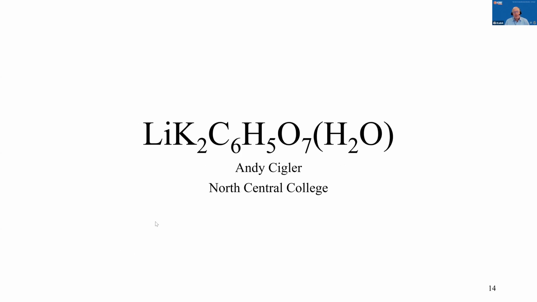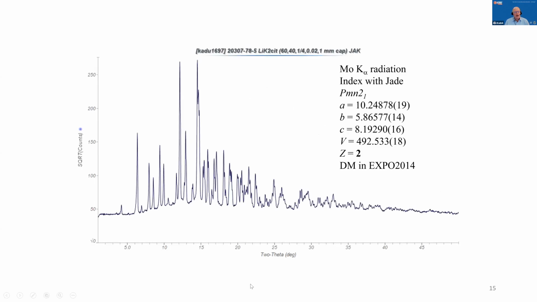So an example: this is lithium dipotassium citrate monohydrate made by my former student Andy Sigler at North Central College. So here's the data. This is a little unusual data because it's measured with molybdenum radiation, and I have put it on a square root scale.